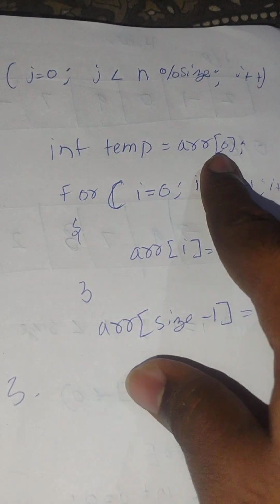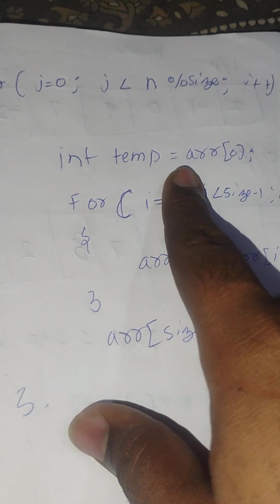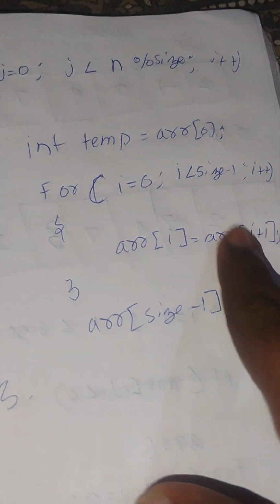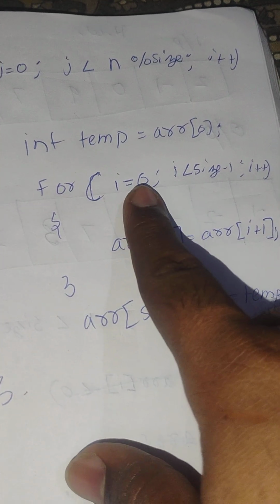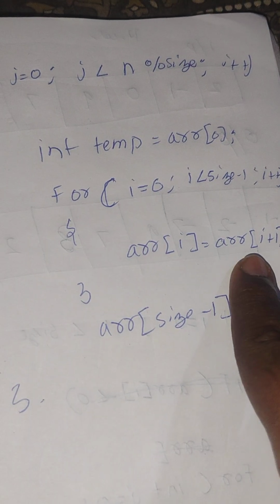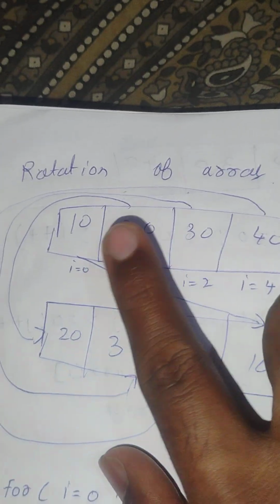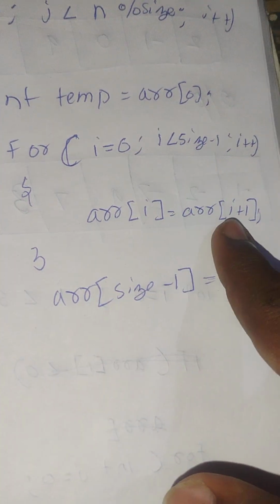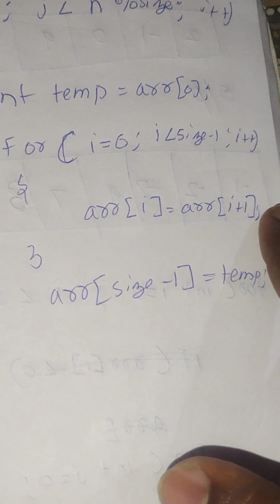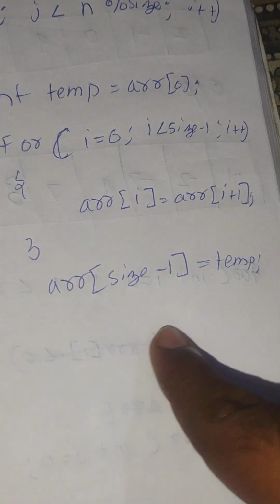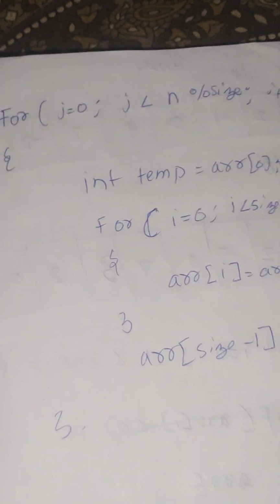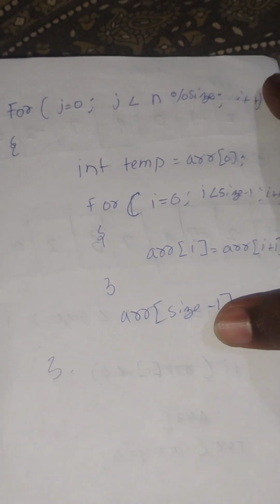So int temp, as before, I am going to store the first value temporarily, and again I declare a loop. Why do I declare a loop? Because the last value is going to be stored in this position and the others shift along. So array of i equals array of i plus 1. This is how all the values are stored. Finally the temp value is stored in index size minus 1. So this is how we can write the logic for this code. Thank you.